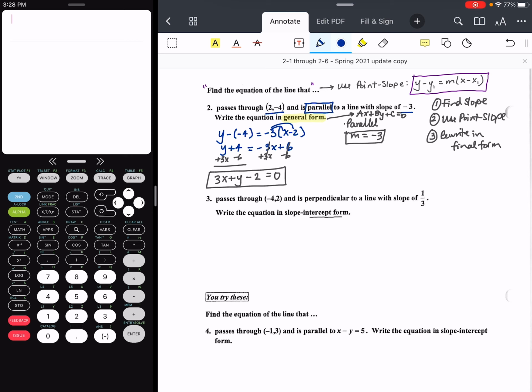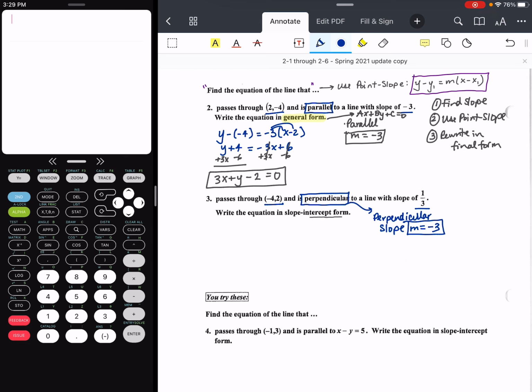All right, in the next example, now we want the equation of the line that passes through negative 4, 2. So there's our point, and the line is perpendicular to a line with a slope of 1/3. Now I need to calculate my perpendicular slope. If the other line has a slope of positive 1/3, my perpendicular slope is going to be the negative reciprocal. So negative, and if I flip 1/3 over, I get 3/1, also known as 3. So my perpendicular slope will be negative 3.